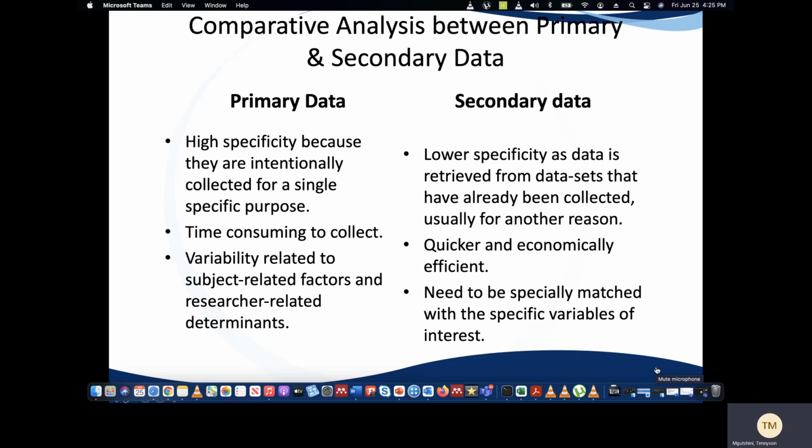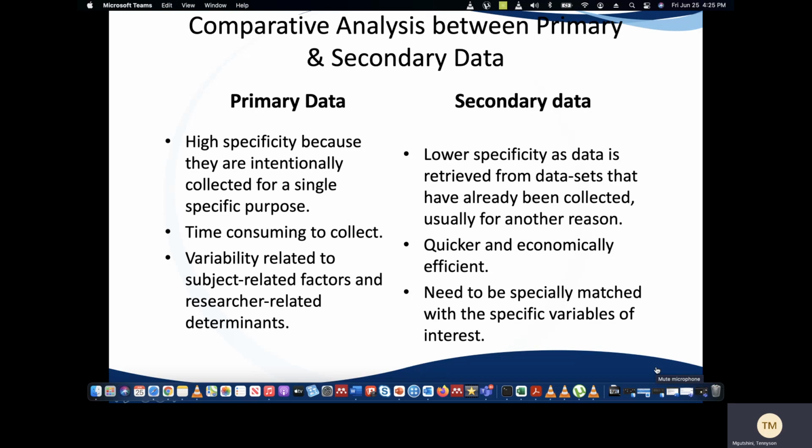So primary data, of course, have high specificity because when you collect them, you collect them specifically for the purpose that you're interested in. So when you sit with a participant and you ask them a very specific question for your study, you create and craft the question in such a way that it specifically relates just to your work and not to other previous people.